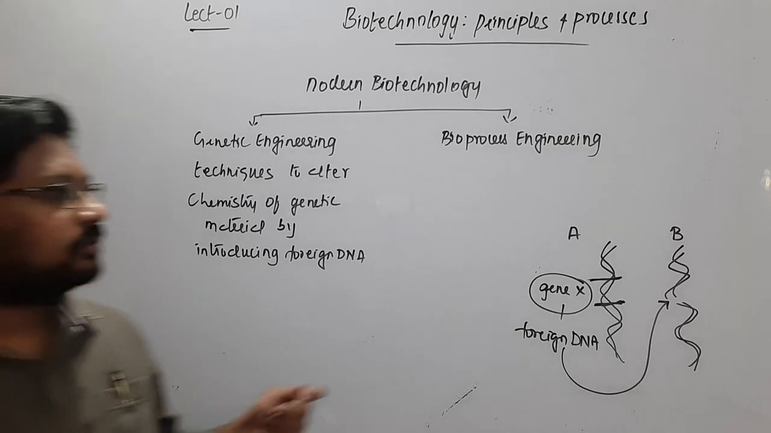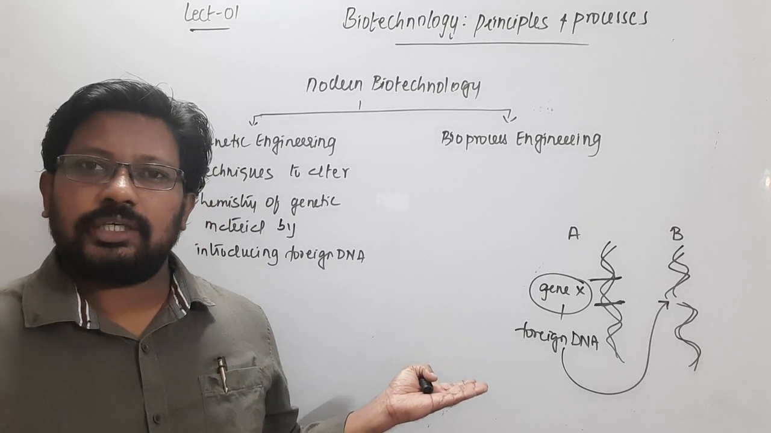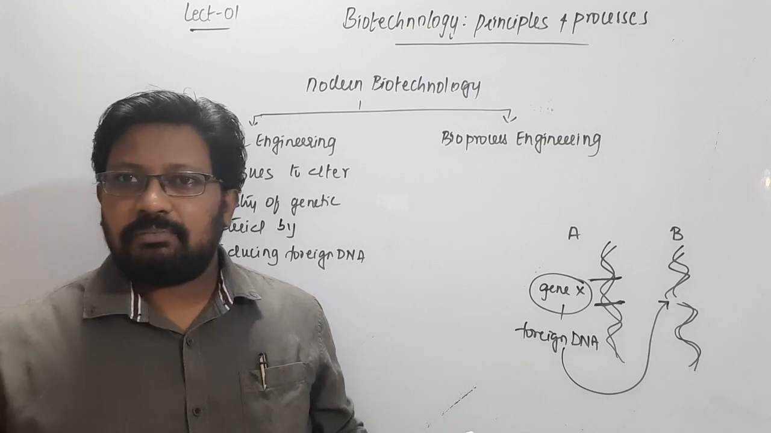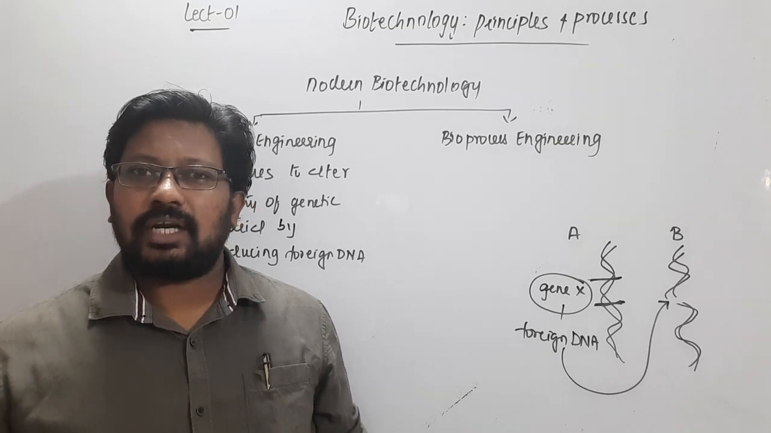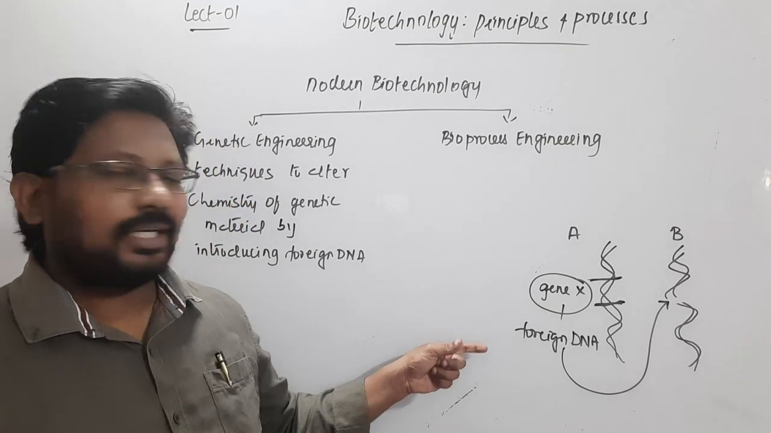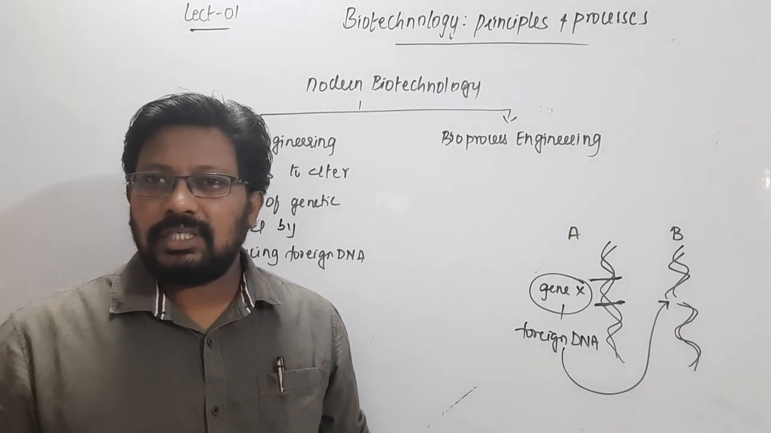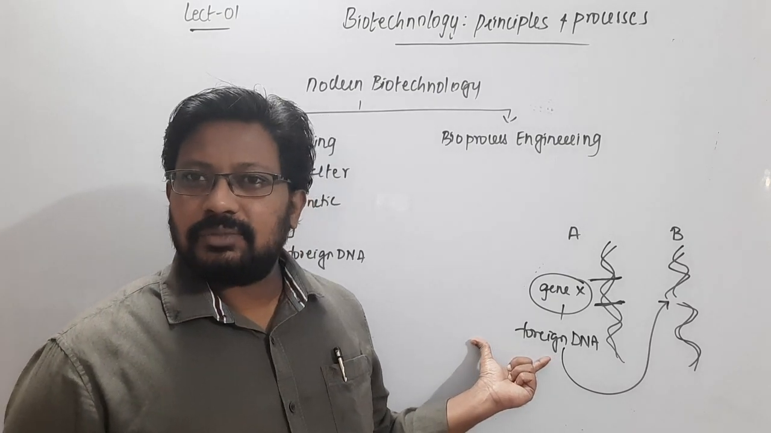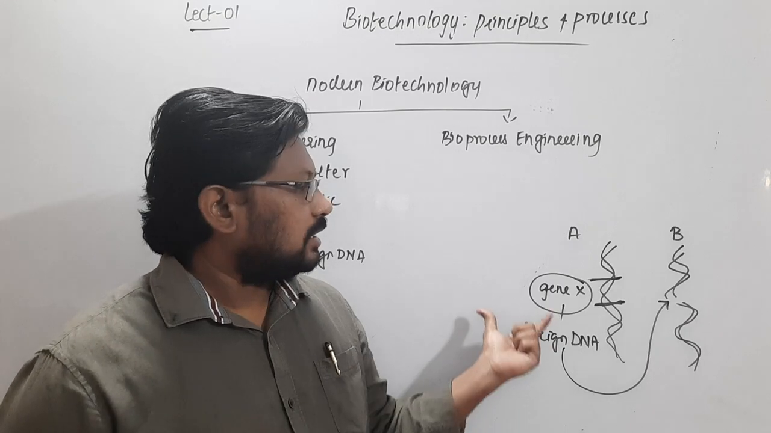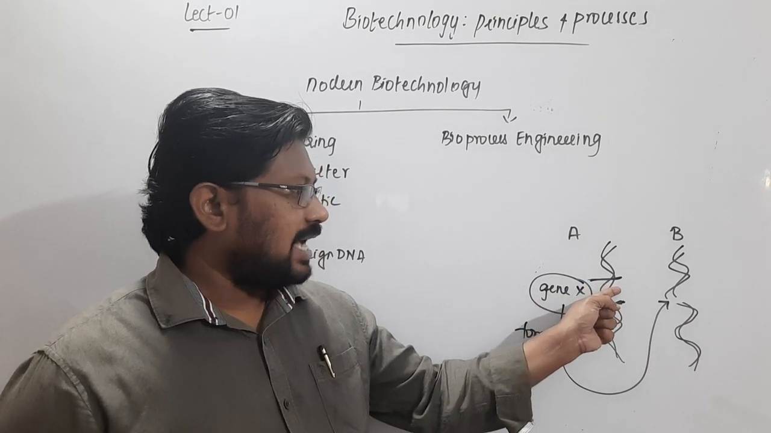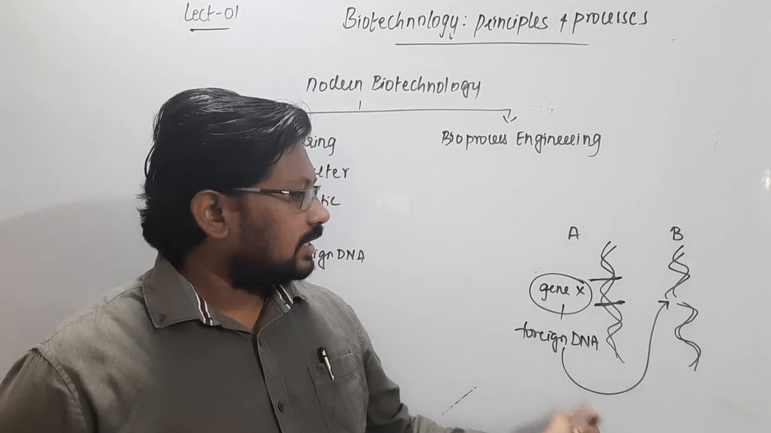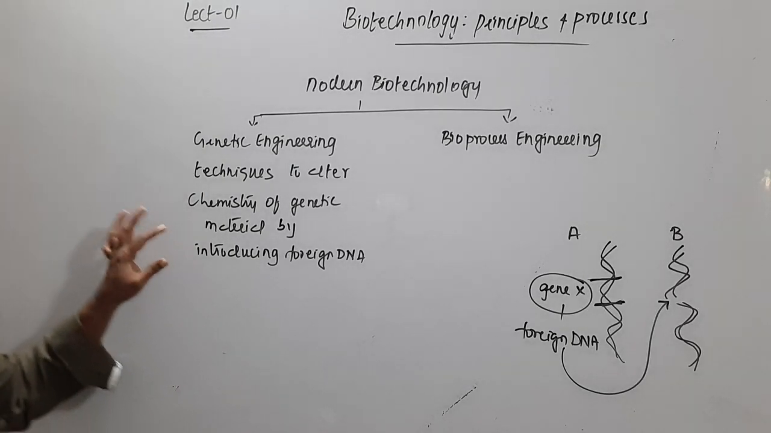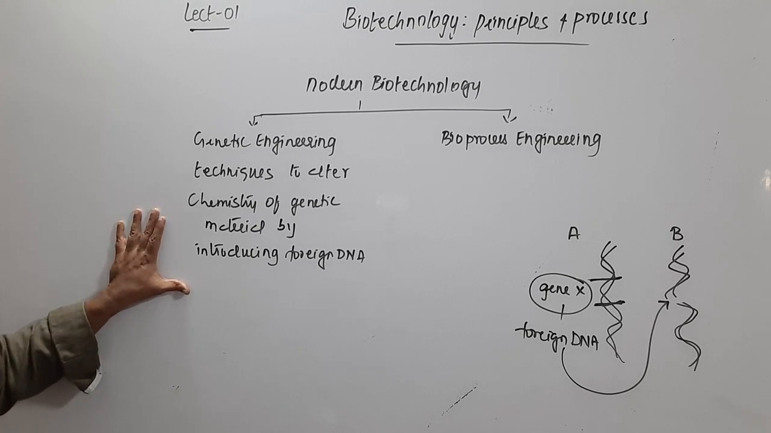We cannot do it manually. We cannot see the DNA molecule, we cannot cut it with scissors, and then paste it the way we cut a paper from one and paste it on another. That is not possible in the case of the DNA molecule, because we will not be able to see it with our eyes. So there are some special enzymes, and with those I am going to cut this gene X from the DNA of an organism, and then place it into another organism's DNA. That is what genetic engineering deals with.